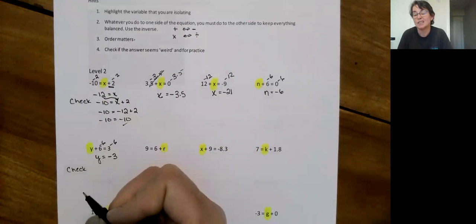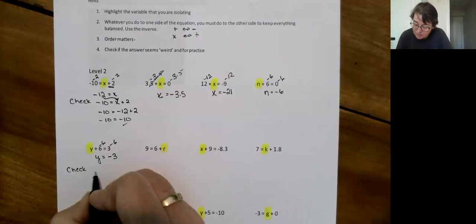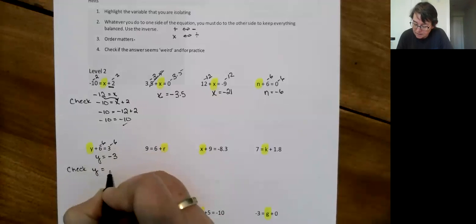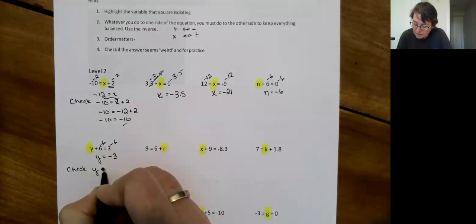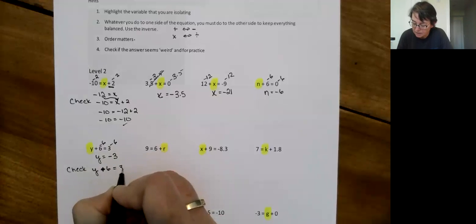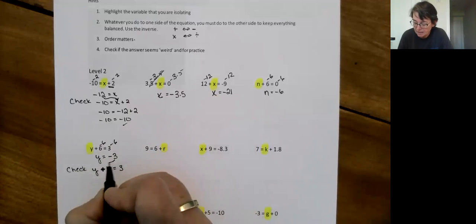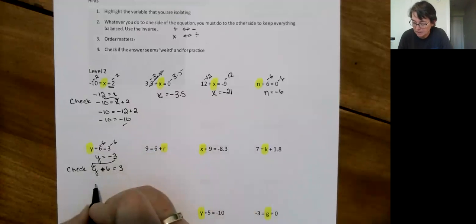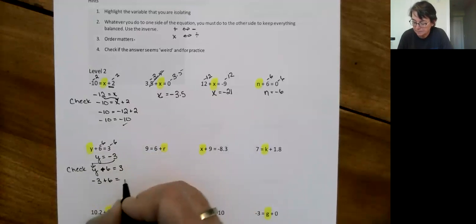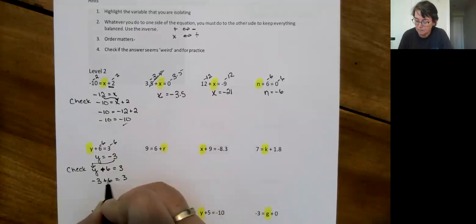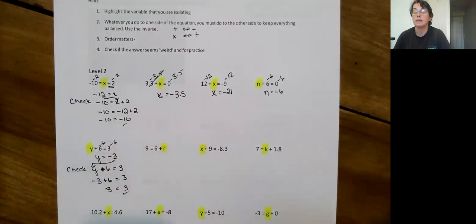A lot of times with the checks, you can even do them in your head, but if you have to write it out, again, 3 lines. Y plus 6 is equal to 3. I take my answer and I put it in where the variable is. And -3 plus 6 is 3. So, ta-da, we know it's right.